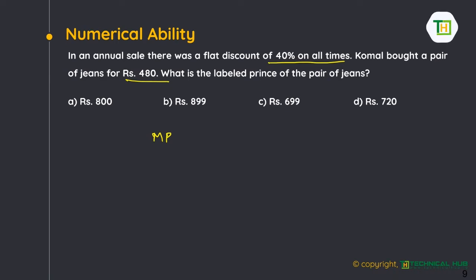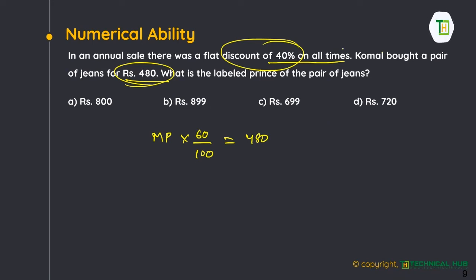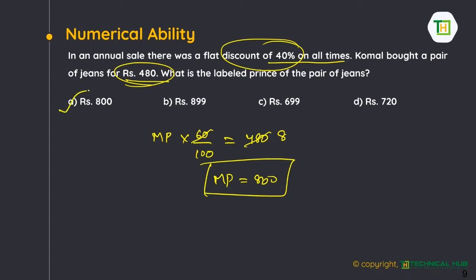Here, marked price is MP, and there is a discount of 40%. If discount is 40%, the remaining 60% of the marked price is equal to the selling price. Here the selling price is 480. Komal bought a pair of jeans for 480, but this 480 is the selling price for the shopkeeper. Now from this, 6/10 of the marked price is 480, so the marked price is equal to 8 into 100, 800. 800 is the required answer. Option A.